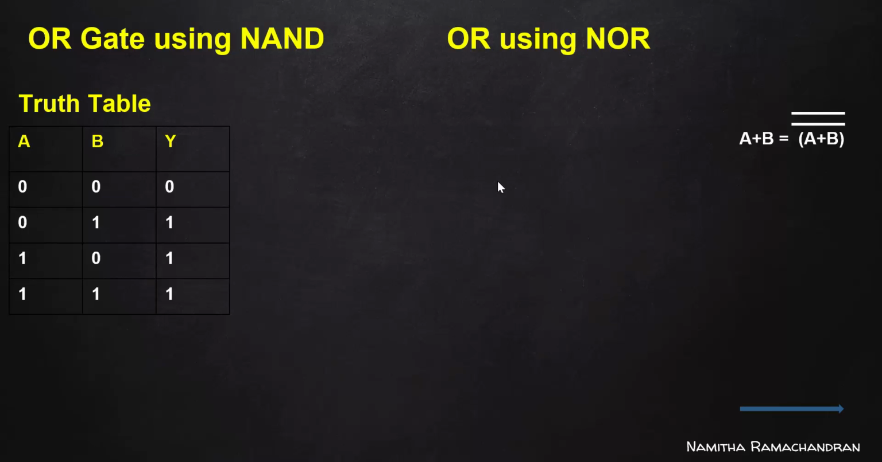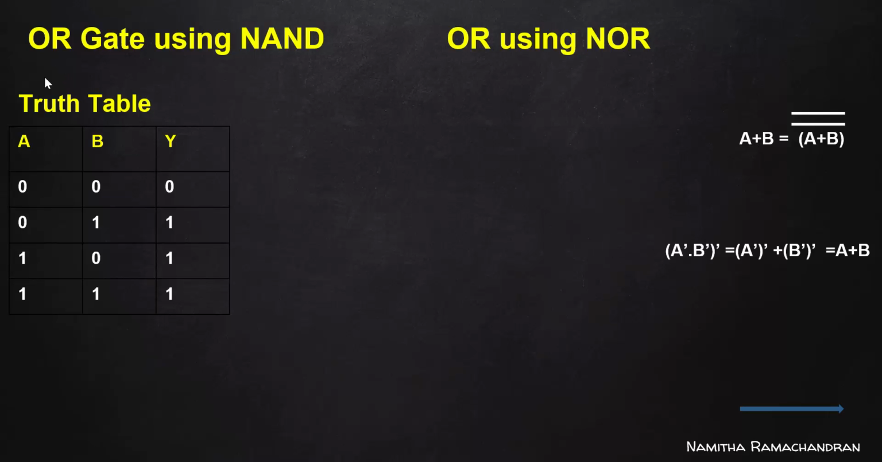OR operation between the same two terms is the term itself. So we get as a final output (A plus B) complement all complement. These two complements cancel each other. So we have the final answer A plus B. Okay, this implementation is exactly like the AND implementation using NAND.